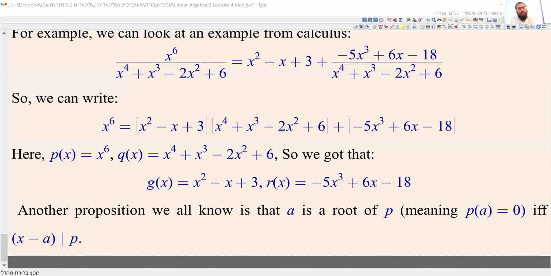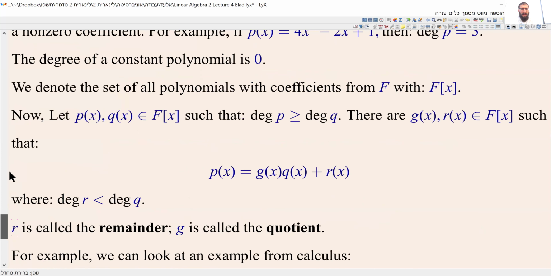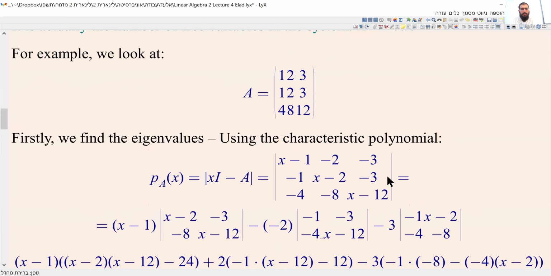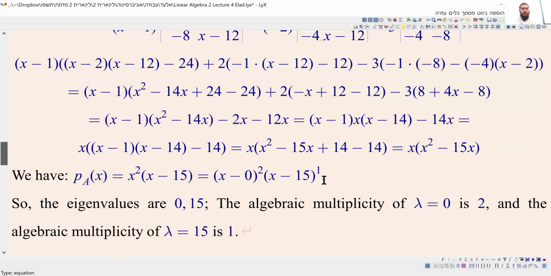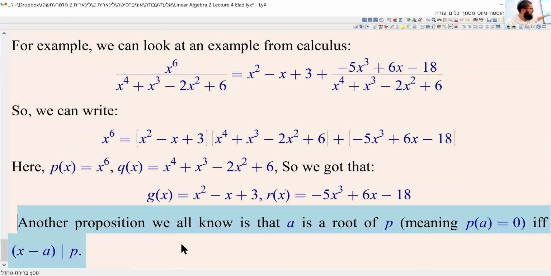Huh? No? I mean, I don't think you. I don't even, not exactly high school, but yeah, something like that. I mean, if 15 gives us 0 here, then x minus 15 should be one of the components when you write down the polynomial explicitly. Okay. So I don't know if it was formulated in these specific words, but it's something that we actually already know. Any other questions?